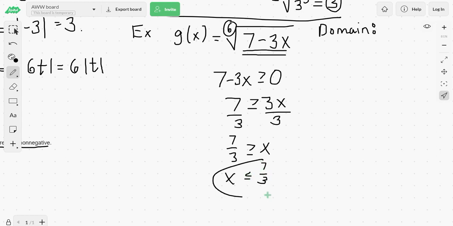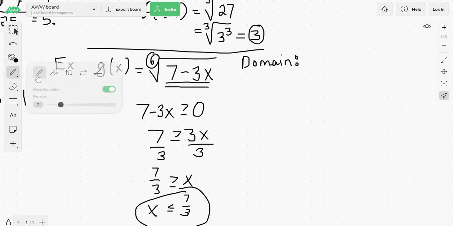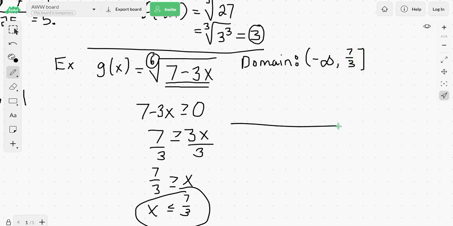So that's the domain. If you want to be fancy, you can write it as every real number less than or equal to 7/3. So using interval notation, that would be this. Because on our number line, we've got 7/3 right here, and it's every number to the left of it. So that's our domain.